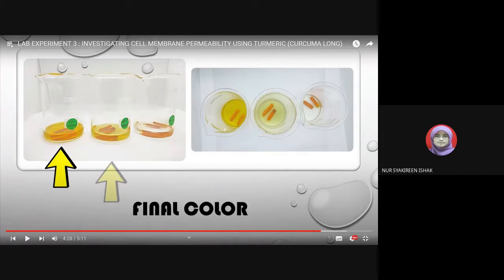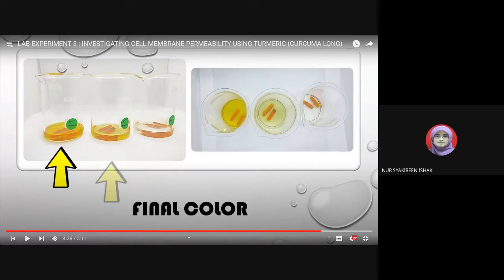So to record your results, the initial and the final color, you have to construct a table. For example, in the first column you can put the different solutions: the distilled water with the 2 cylinders of turmeric, then the 25% ethanol, and lastly the 100% ethanol. The next column is for you to record, for each of these solutions, the initial color and also the final color.